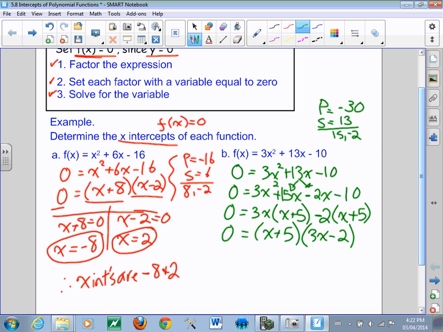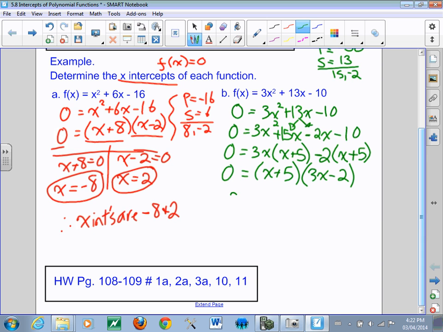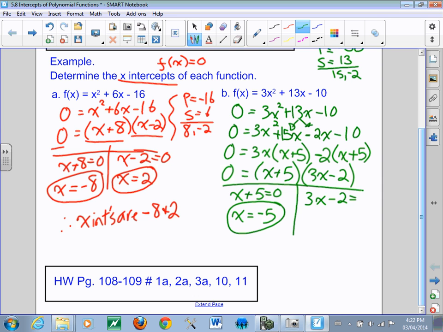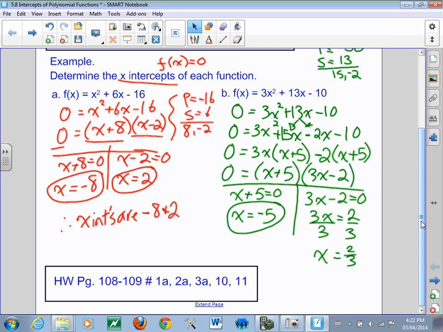Using the zero product property, each factor gets set to 0. So in the first case, x equals negative 5 is your solution. Now the second one is a little harder, so we'll do a little bit more work. Let your second factor equal 0. 3x equals 2. To get x by itself, divide both sides by 3. So x equals 2/3. Please leave it as 2/3 instead of 0.6 repeating, because that's exact.